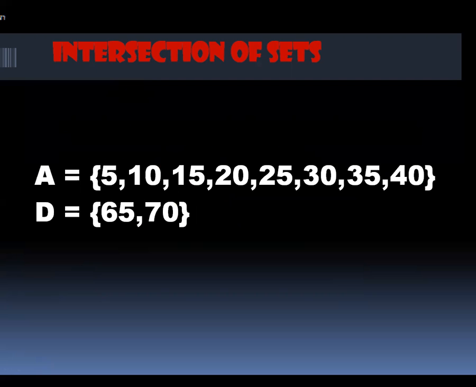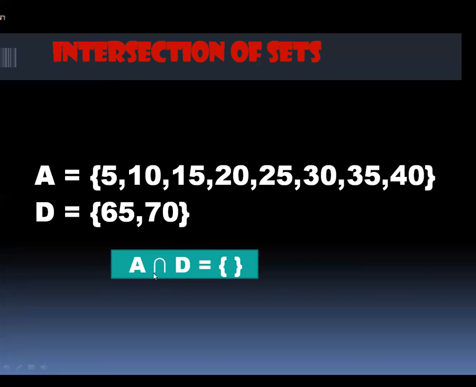So how are we going to represent the intersection of sets A and D, since there are no elements common to them? Okay? The intersection of sets A and D is equal to an empty set or just a null set. This is how you're going to write the intersection of sets if there is no element common to the two sets. Okay? Example number 3.